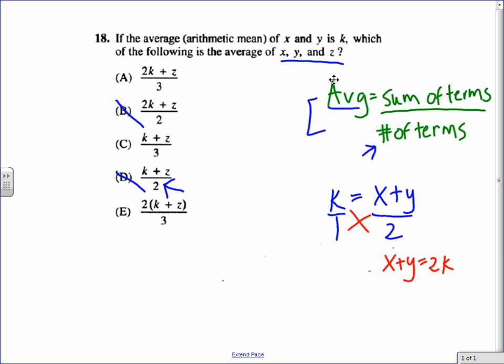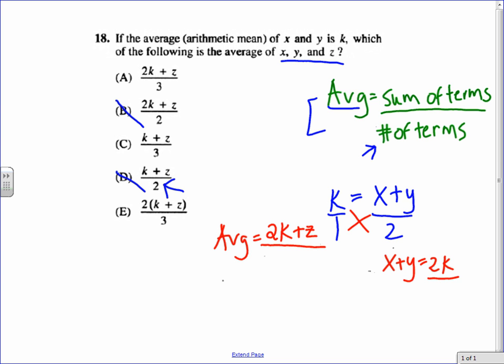Then we just have to incorporate that information into the second part of the question, which asks for the average of x, y, and z. We know the average is going to be the answer, so we're not going to put anything there, but we can add up the sum of the terms. It'd be really nice if they just had x plus y plus z on top, but unfortunately that's not in any of the answer choices. But we do know that x plus y is 2k, so the sum of the terms is going to be 2k plus z.